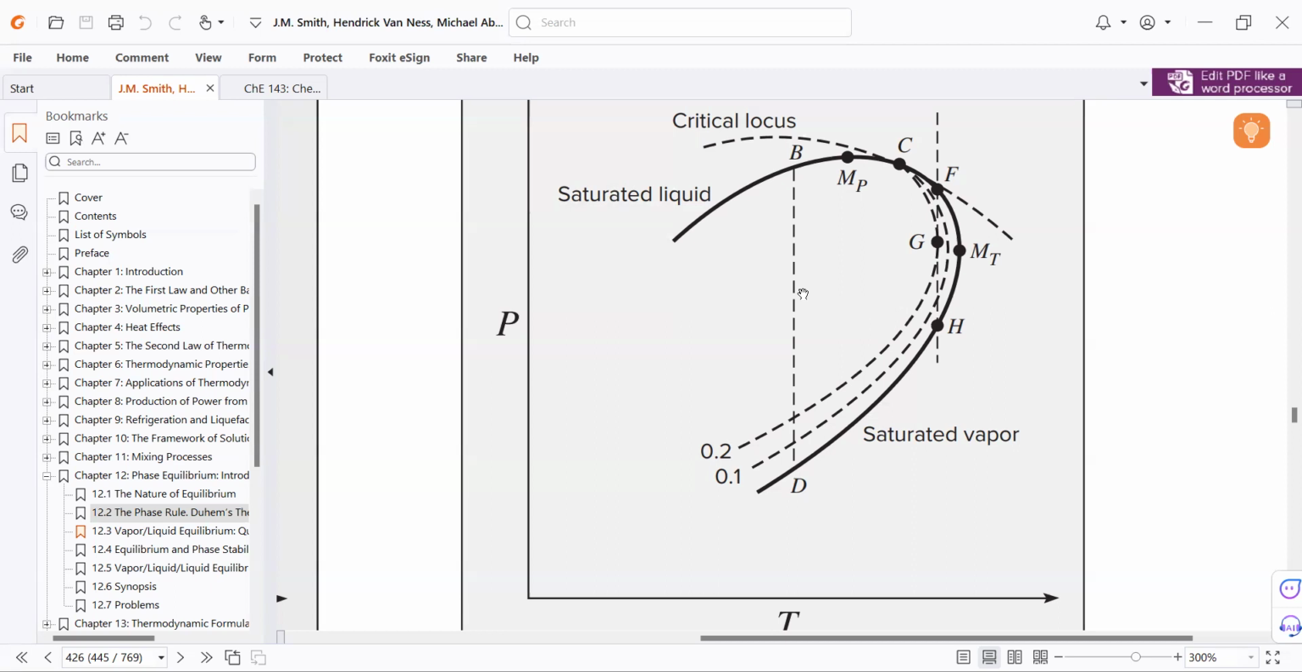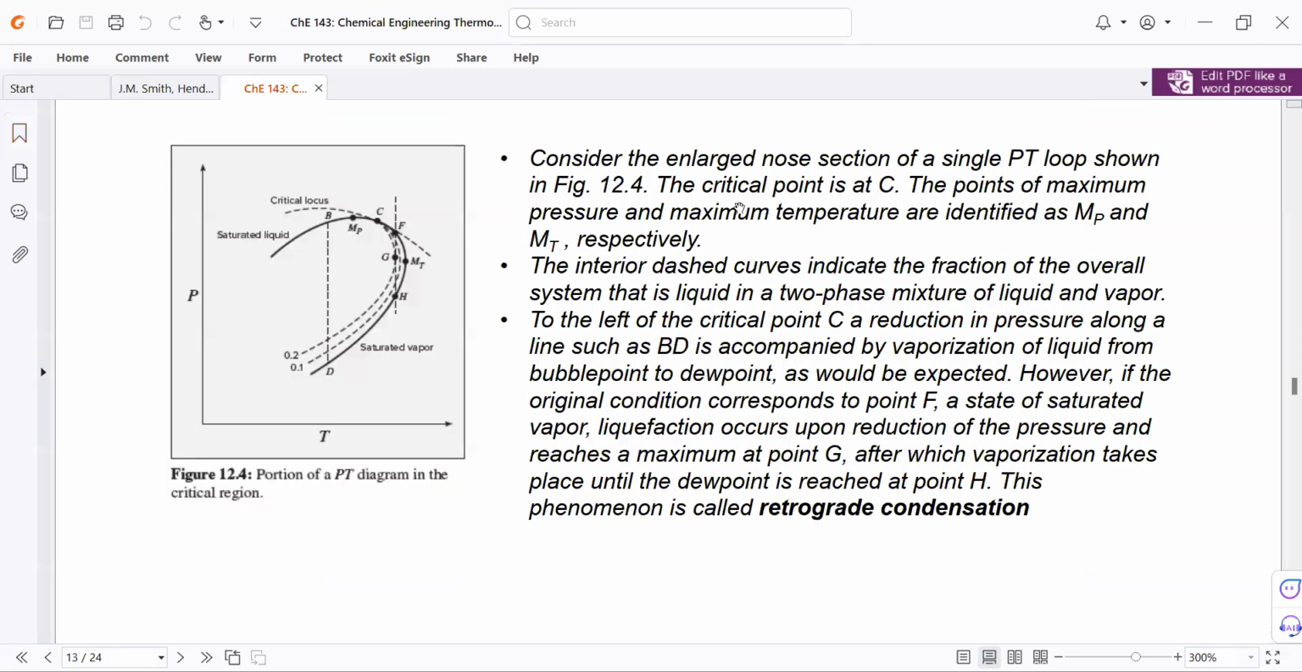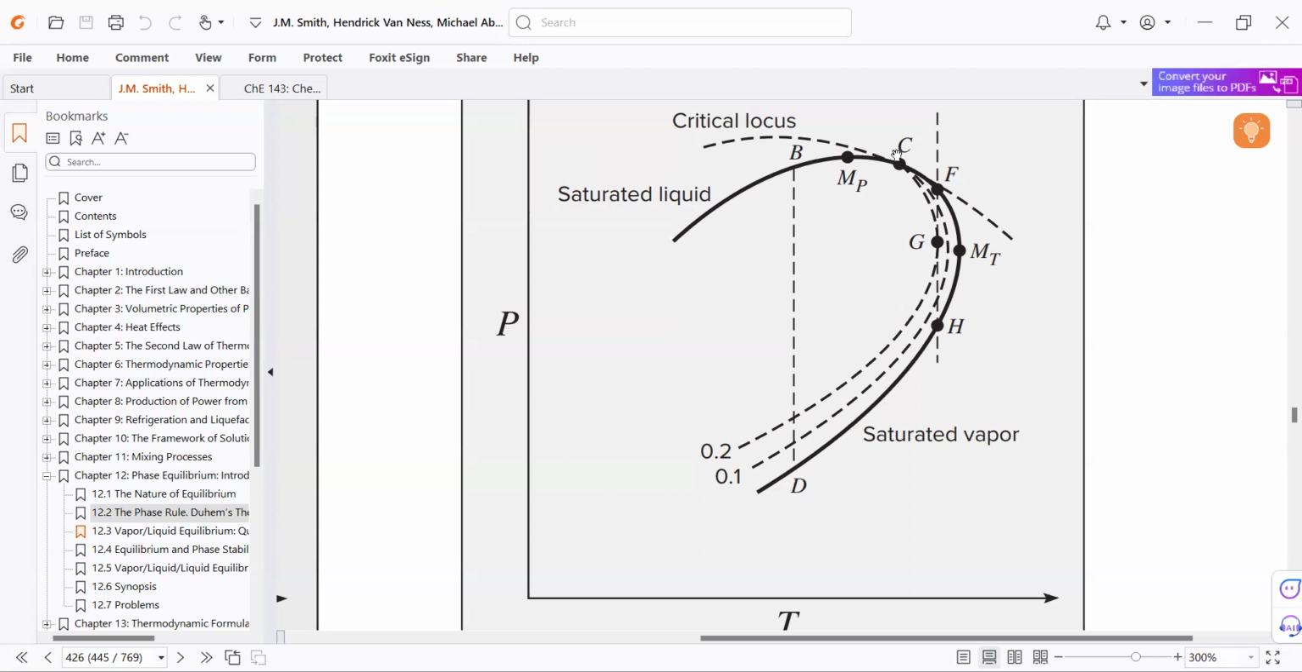But what if we have a condition that corresponds to point F? Okay, so where is point F? Point F is on the right of the critical point. So it's right here, right of the critical point. What happens when we reduce the pressure? If we reduce the pressure, we go like before, from top to bottom, right? From B to D. So if we're at point F, from F, G to H, what do you notice?